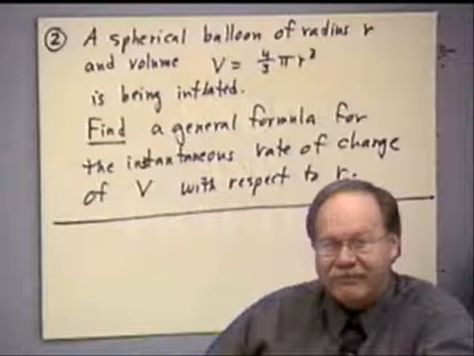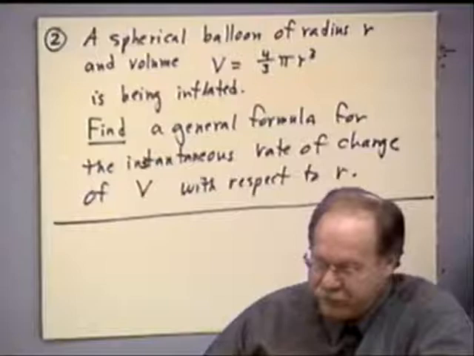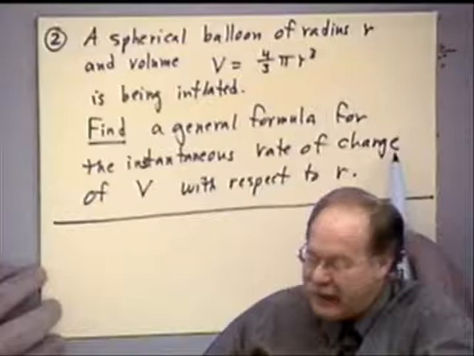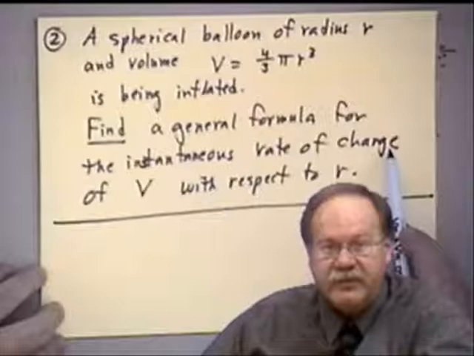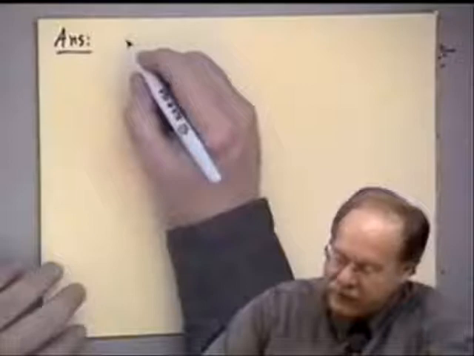Although this problem seems to take quite a while to state, it's really not very hard when you start to think about it. It's a matter of interpreting the words correctly. We want to find a general formula for the instantaneous rate of change. That is code for the derivative, because instantaneous rate of change is the same thing we used before for instantaneous velocity, and all of those things turned out to be what we now call the derivative. So I want the instantaneous rate of change, or derivative, of v with respect to r. So what I want to do is find dv dr.